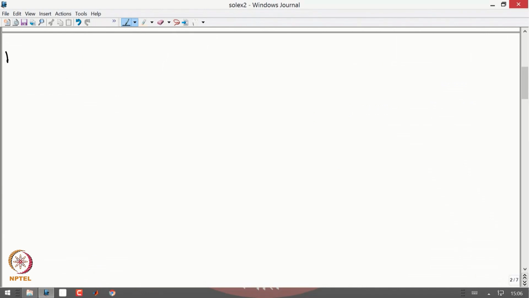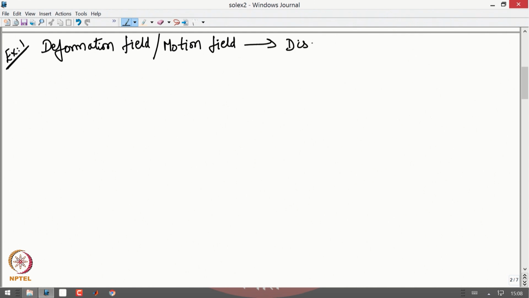Now, let us apply the concepts that we learnt in this week, for example, the displacement, what we mean by motion field, what we mean by deformation field, what we mean by traction, to solve some example problems. Example 1: what we are going to specify is the deformation field or the motion field, and we want to use this to find the displacement field.